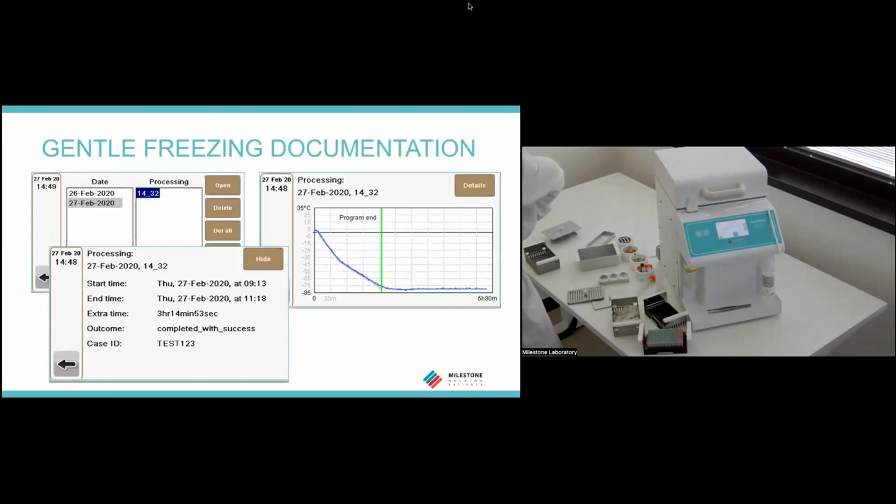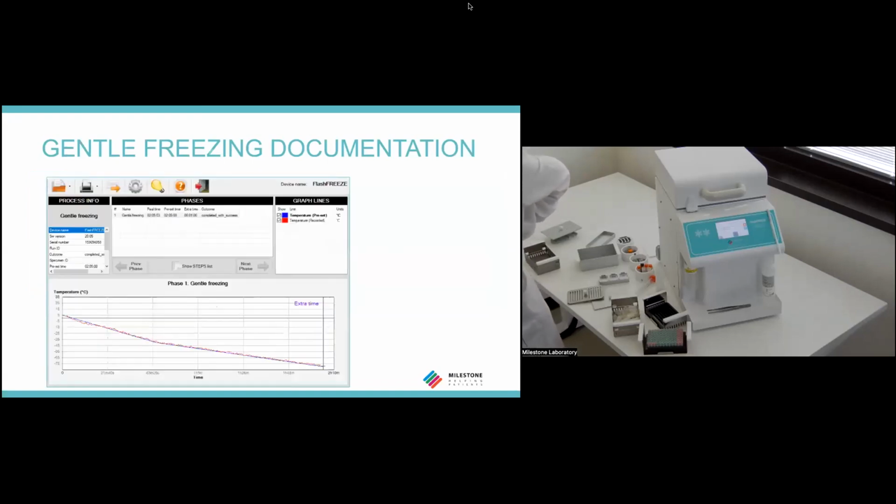All the freezing programs are saved for documentation. In a dedicated section on the Flash Freeze screen, it is possible to see the freezing curve and all the process details. Among them, we have the ID code of the sample or the samples. In this way, it is possible to see which freezing profile has been executed for this particular sample. It is also possible to view the curve and all the details on a personal computer using the LogViewer free software.